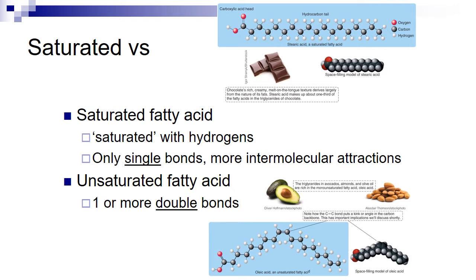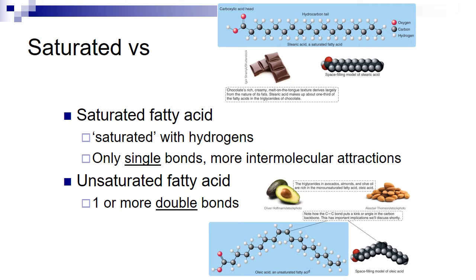Saturated means that you only have single bonds. It's saturated. It's full of hydrogens. There's no place to put any more hydrogens. So again, only single bonds. Now, on the top right, we're trying to show this idea of a saturated fat. And here we're just looking at one of those little side chains. Remember, an actual fat molecule will actually have 3 of these side chains.